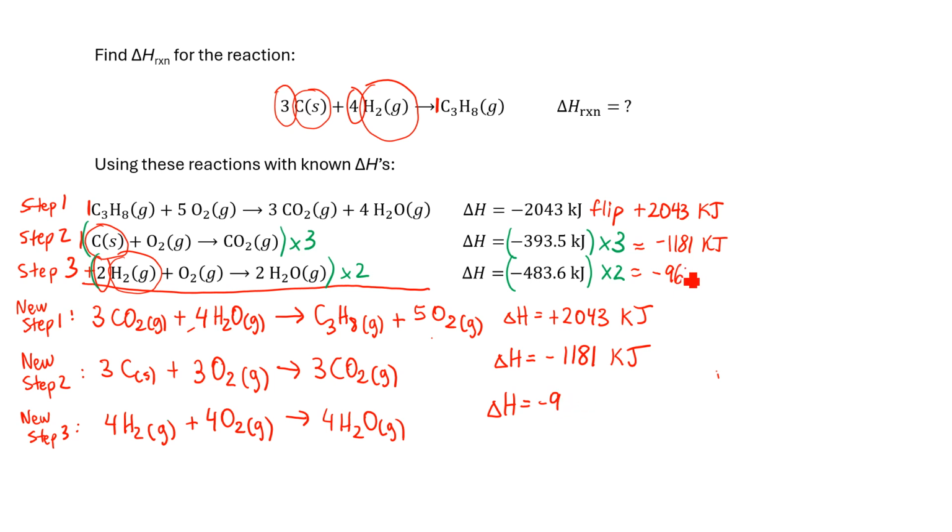What was this? 967.2 kilojoules. 967.2 kilojoules. Okay, so now what do we need to do? Well, we've manipulated all our equations. Let's add all these up.